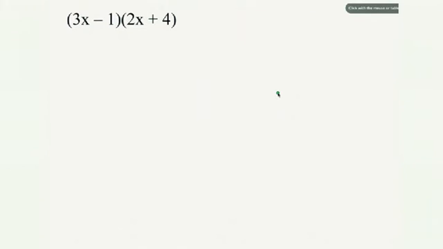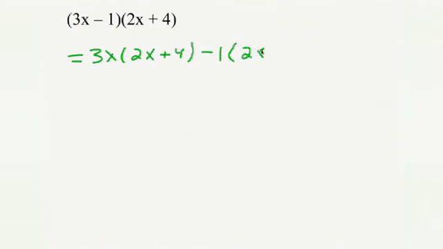In this case, we have 3x minus 1 times 2x plus 4. That's 3x multiplied by the second thing, 2x plus 4, and minus 1 multiplied by the second thing, 2x plus 4. Again, this piece multiplied by the second thing, and then this piece multiplied by the second thing. The 3 times 2 is 6. X to the first times x to the first is x to the 1 plus 1 power.